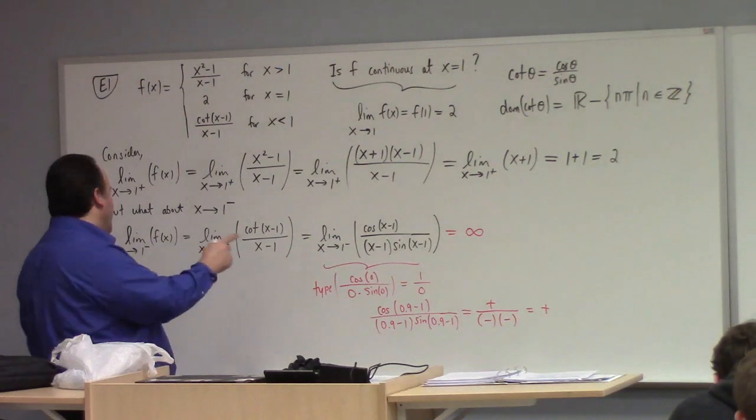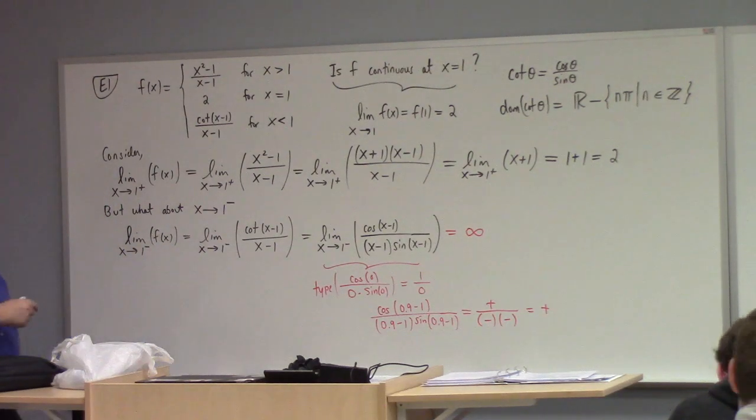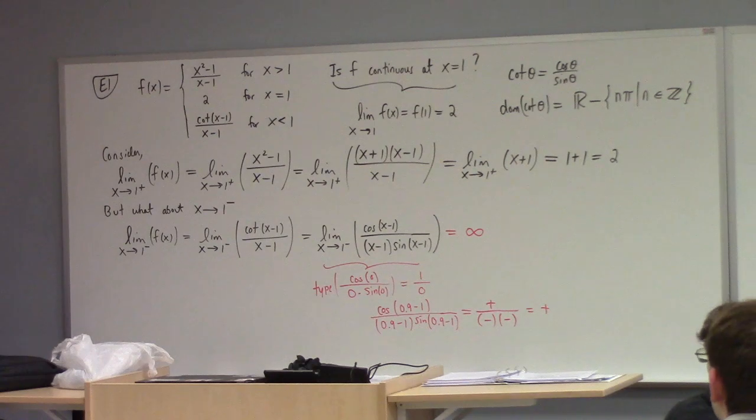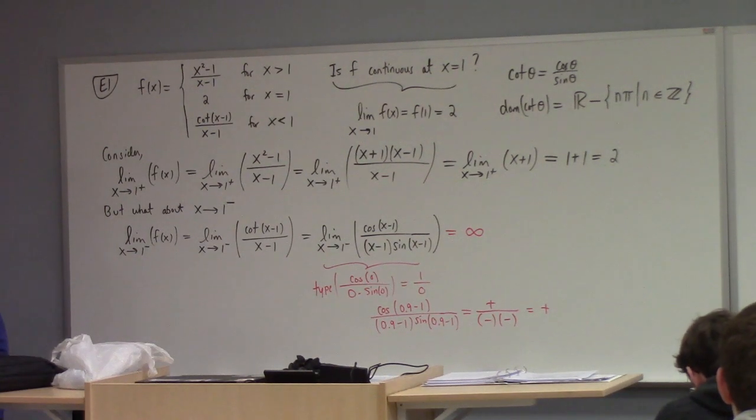So if the left limit is infinity, the double-sided limit does not exist. In fact, this function has a vertical asymptote at 1. If either the left or the right limit is infinity or minus infinity, it's got a vertical asymptote.